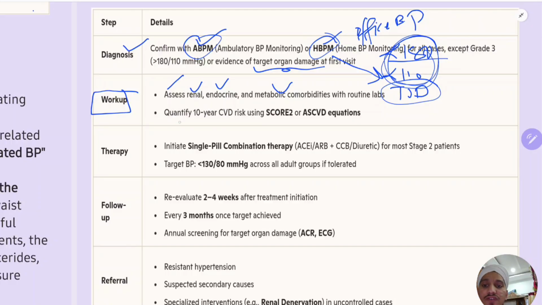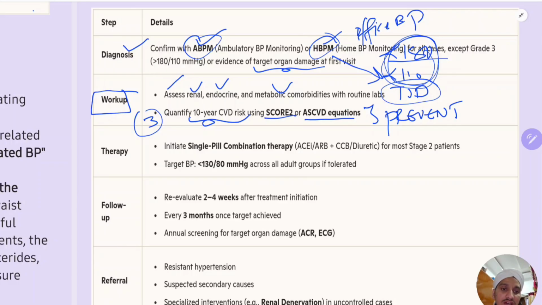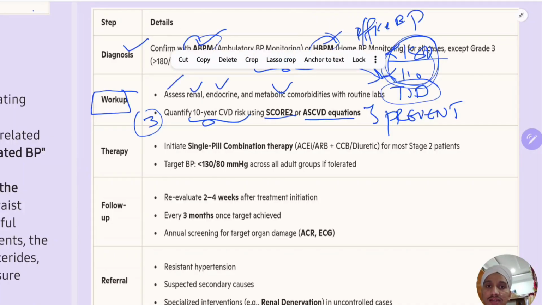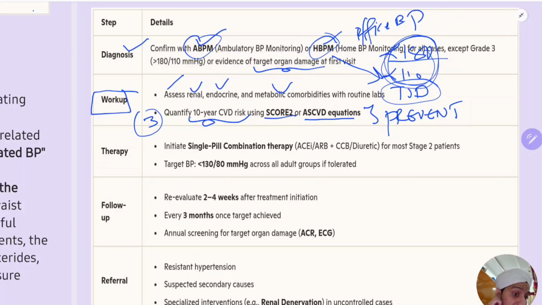previous video. Then the third point is, you will quantify the 10-year cardiovascular risk for that patient by using the Framingham score or SCORE2 score, or the latest one is the PREVENT score. Okay, PREVENT score. These are the scores, SCORE2 or ASCVD equations. So if the cardiovascular risk is more than 10%, then that patient should be considered high risk, and the threshold will come to 130. If that patient is having more than 130, you should prescribe that patient an antihypertensive drug.